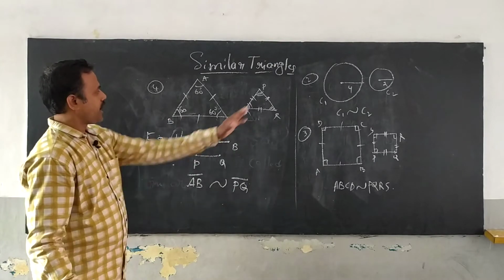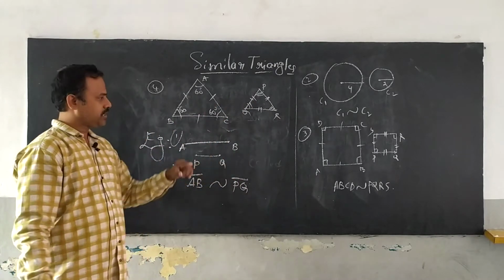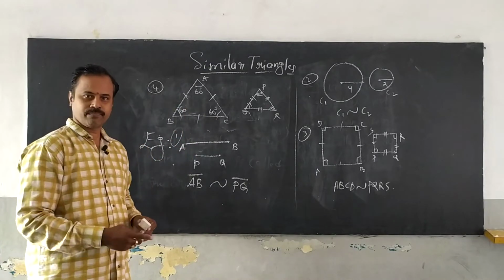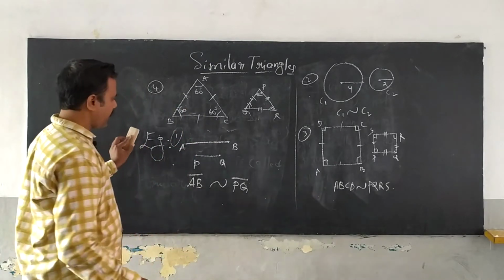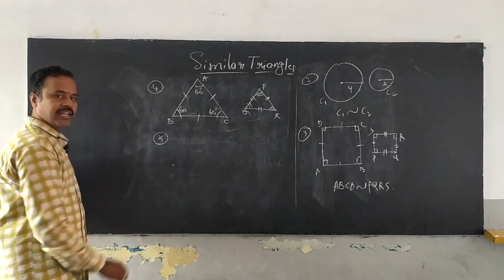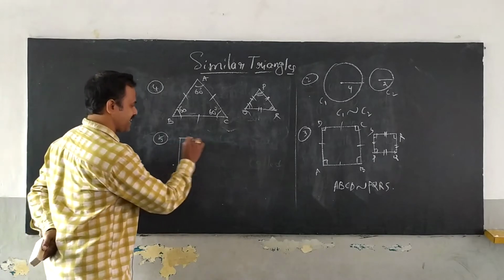Right. See, we have here 4 examples. In all these 4 examples, we are saying that they are similar to each other. Is it clear, everybody? Right. Now I go to the 5th example. Can you tell me a rectangle?